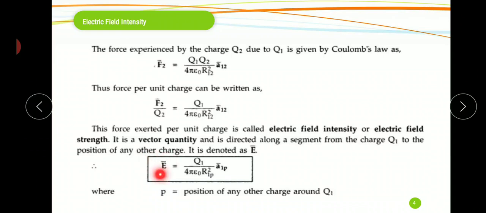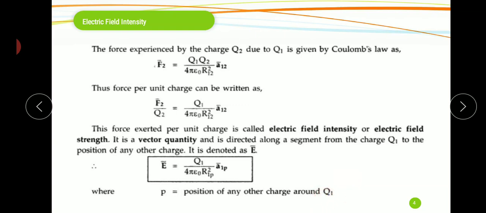So force per unit charge, that is electric field intensity, E bar, is equal to Q1 by 4 pi epsilon naught R square 1P, A bar 1P. Here P means the position of any other charge around Q1. Already we discussed that electric field intensity completely depends upon the position of the other charge. That means here the electric field is developed around the charge Q1.